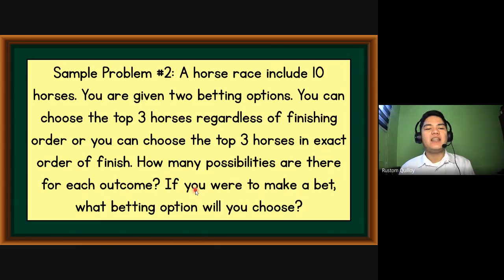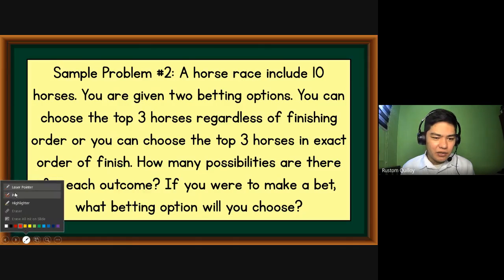Okay, thank you. So sabi dito sa problem number 2, dito sa horse race that includes 10 horses, kailangan mong maghula ng top 3 horses. So meron kang dalawang options na pwedeng pamilian: yung top 3 horses regardless of finishing order and top 3 horses in exact order of finish. Yung top 3 horses regardless of finishing order, what kind of arrangement is that? Is that permutation or combination?